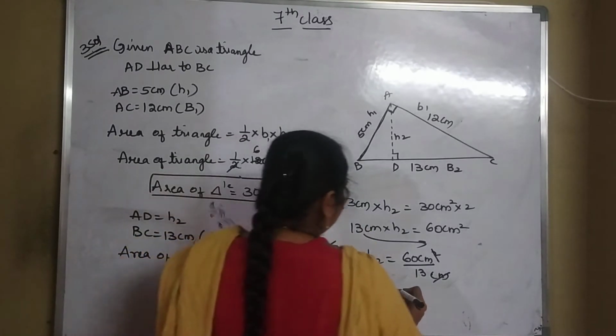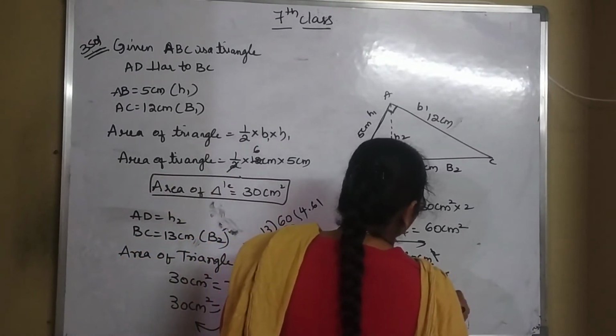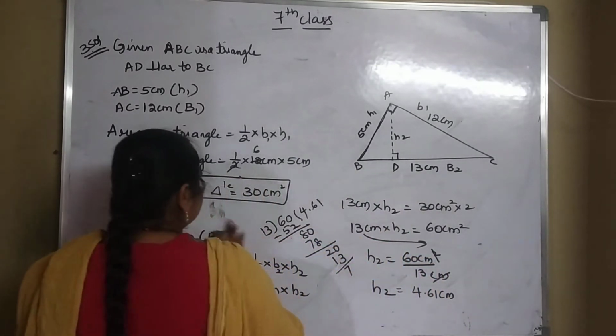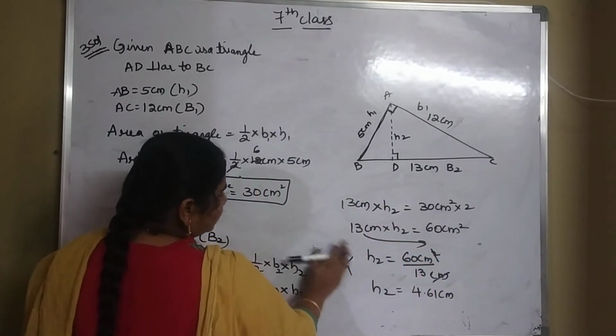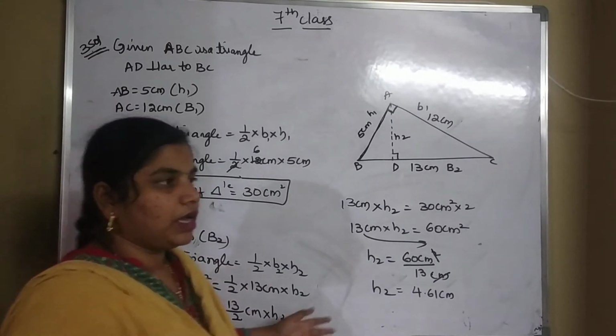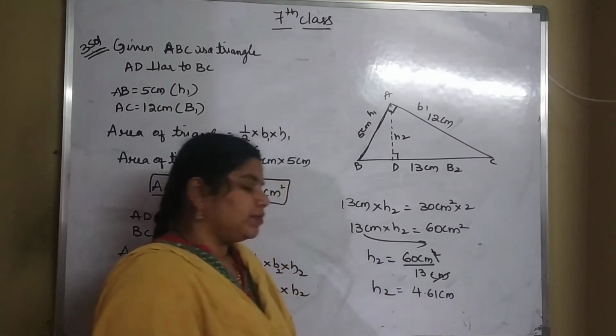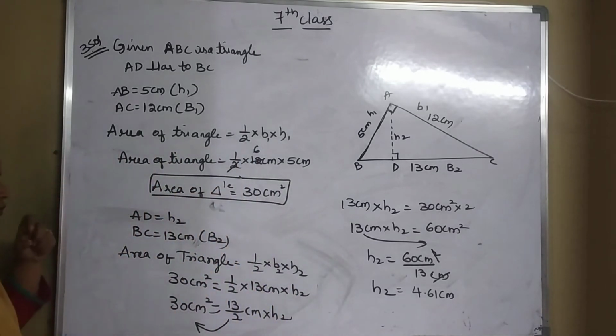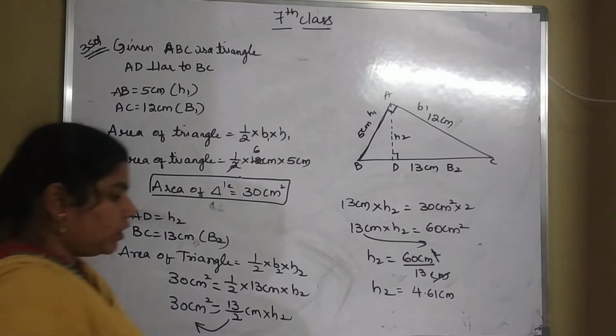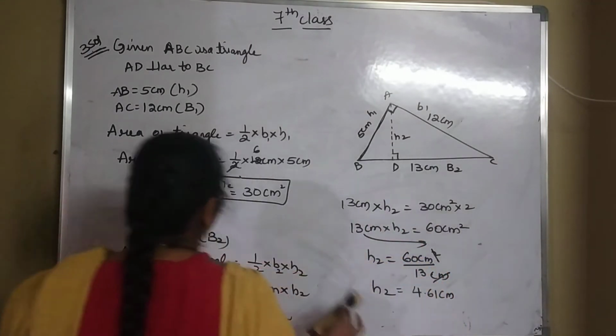So what is the value? Height value will be 4.61 centimeters. So you got the height value as 4.61 centimeters. So if you want, you can convert in the form of mixed fraction, or you can convert in the form of decimal form. So this is our third solution. So next is the fourth one.